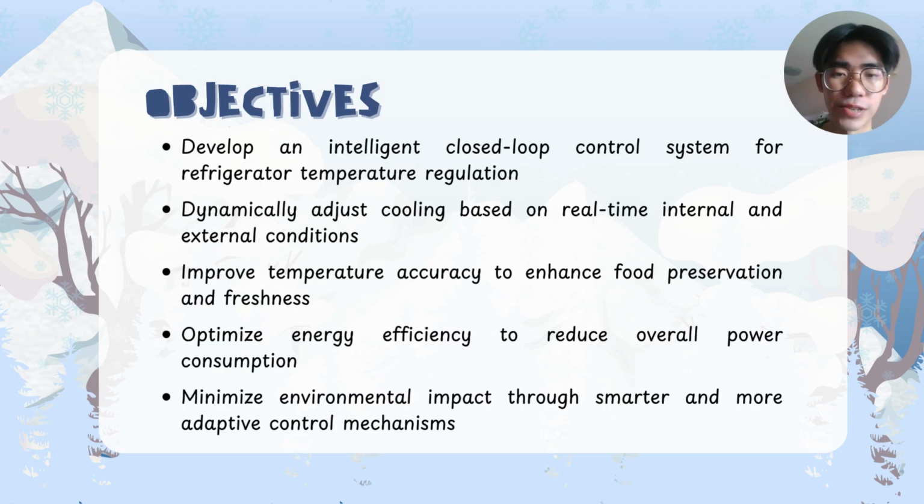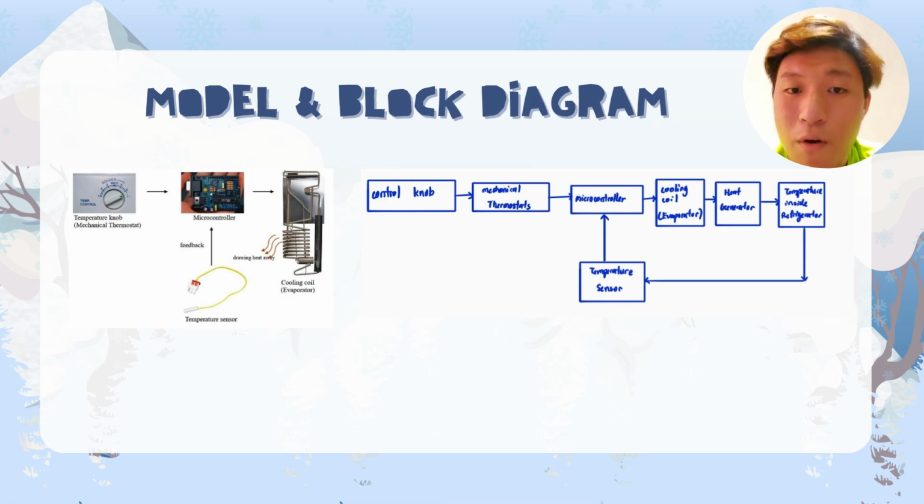The main goal of our project is to create an intelligent temperature control system for a refrigerator. Our system can adjust cooling automatically based on both internal temperature and external conditions like room temperature. This helps to keep food fresh longer, save energy, and reduce environmental impact by using a more efficient and responsive control method. Next, we'll talk about our model and block diagram.